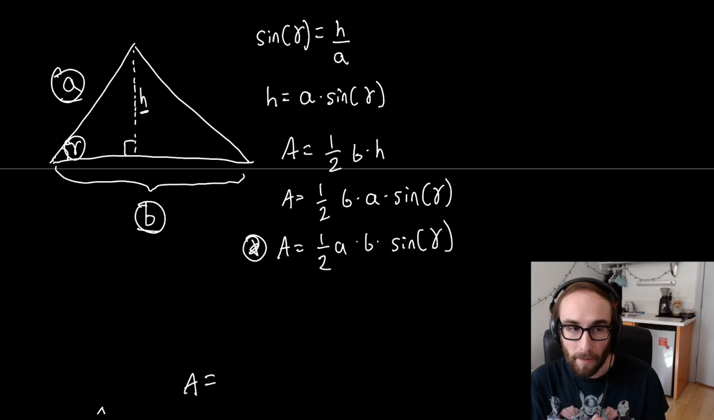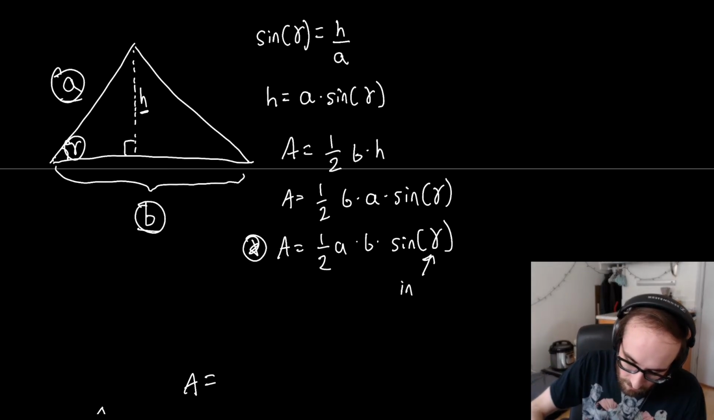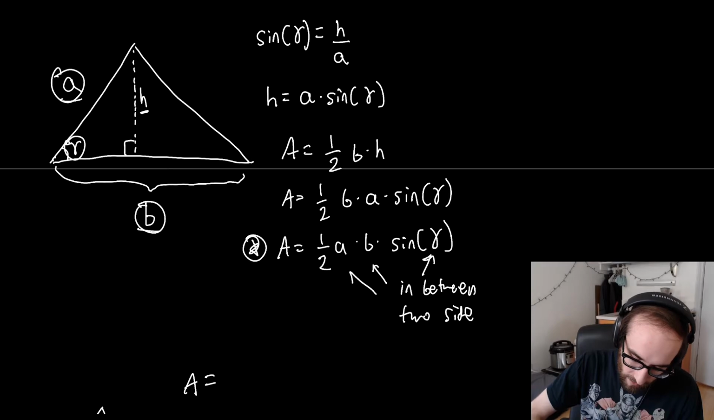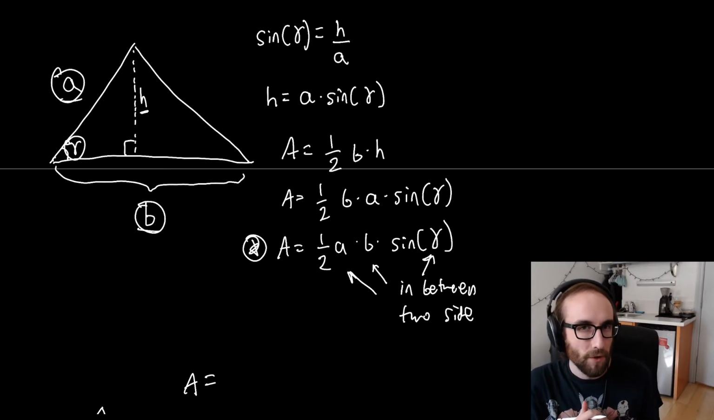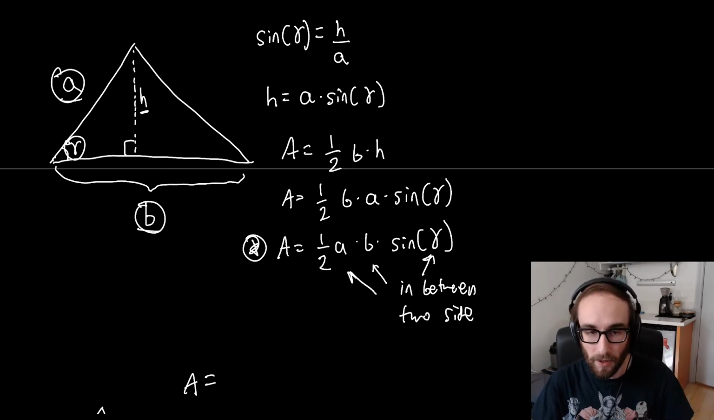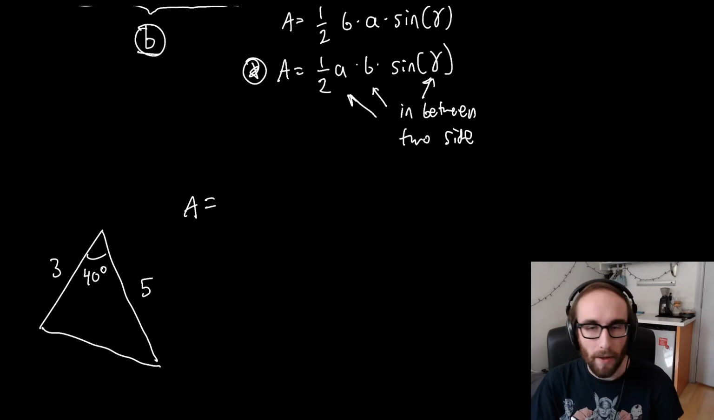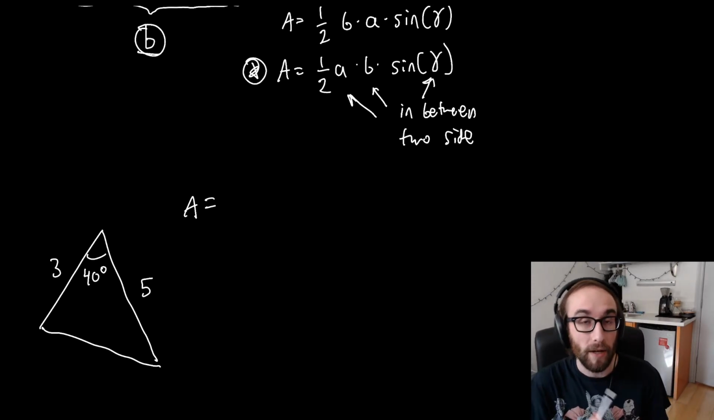Okay, and this gamma is always going to be the angle in between the two sides that we see over here, A and B. So if you're ever confused about what angle to use, it's going to be the angle in between the two sides that we're using. Okay, so let's take a look at this example on the bottom left. Here we're given side lengths 3 and 5 and an angle in between of 40 degrees.